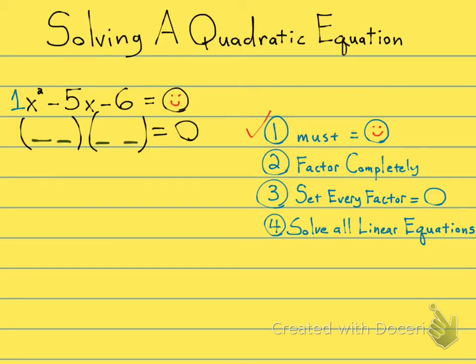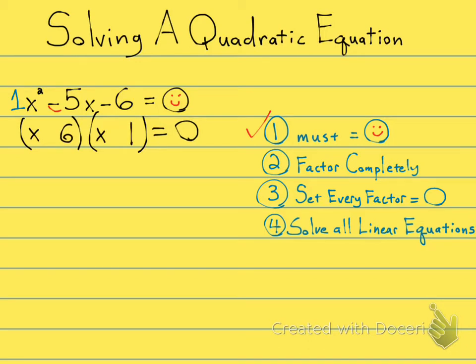You fill in these 4 green blanks. Okay, the first two, x and x. The last two have to multiply to give me 6 and have to subtract to give me 5. Now it's not 3 and 2. 3 and 2 don't subtract to give me 5. It's actually going to be 6 and 1. So x and x, 6 and 1.